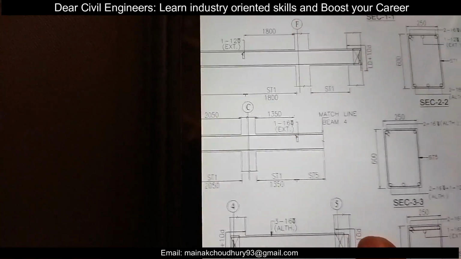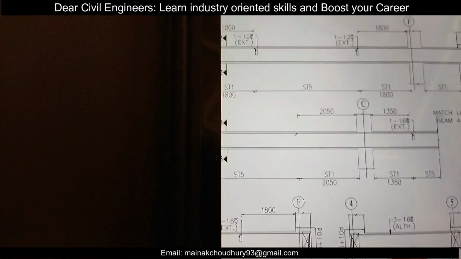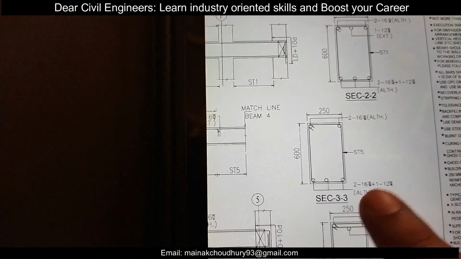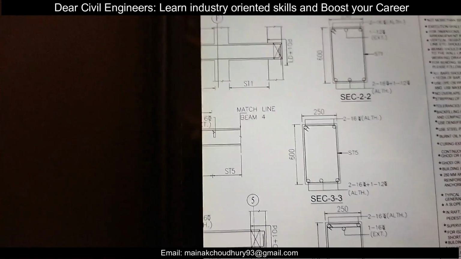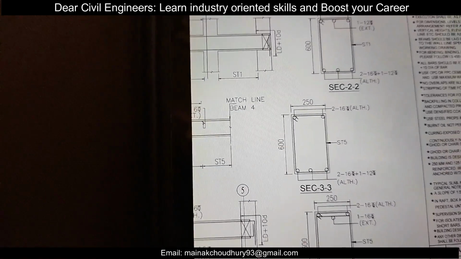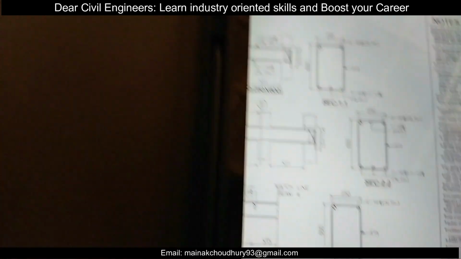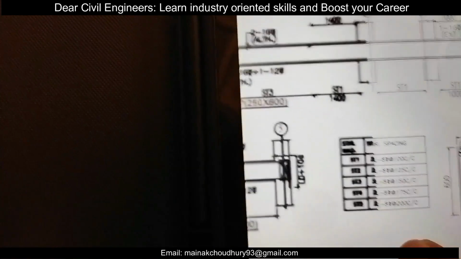And if you look at the section also, section 3-3, you can see the section which is cut here, and it is giving the stirrup details, that is ST5. As you can see, there will be a single ring, or you can call it a stirrup. So here let us view the detail of this stirrup in ST5.